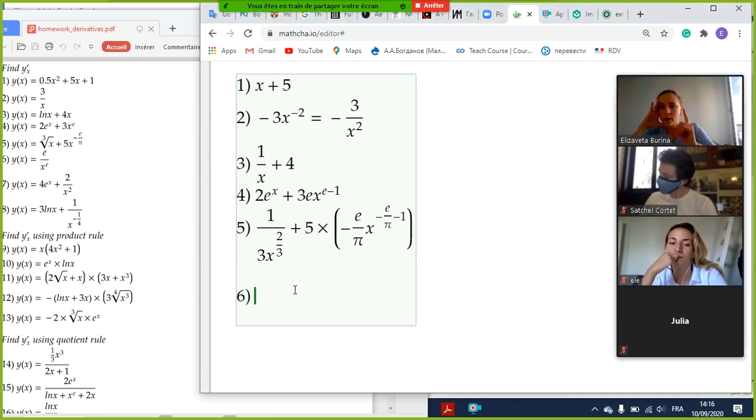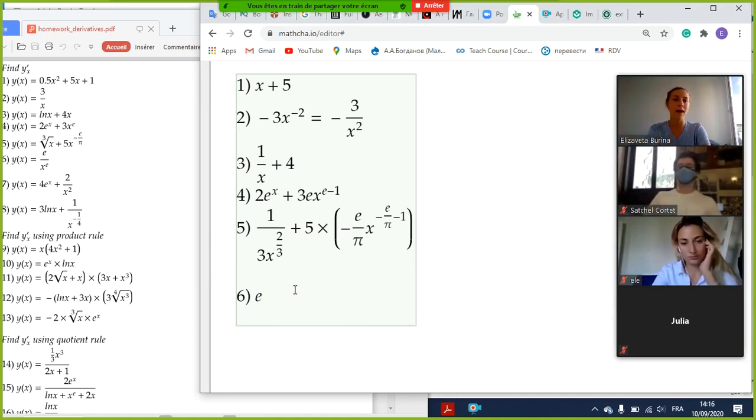6, we have just one term, which is great. E over x to the power of e. So e stays as a coefficient, and then this means that x was raised to the power of minus e, since it is in the denominator. So we have ex to the power of minus e minus 1.